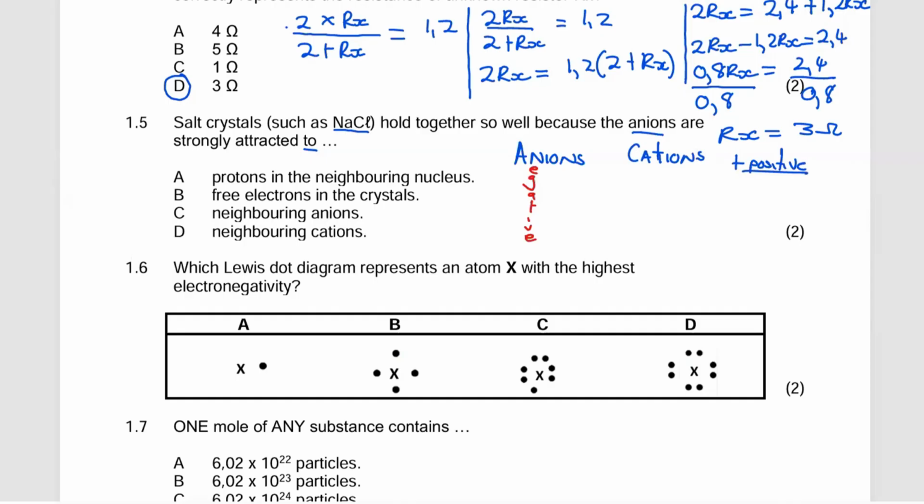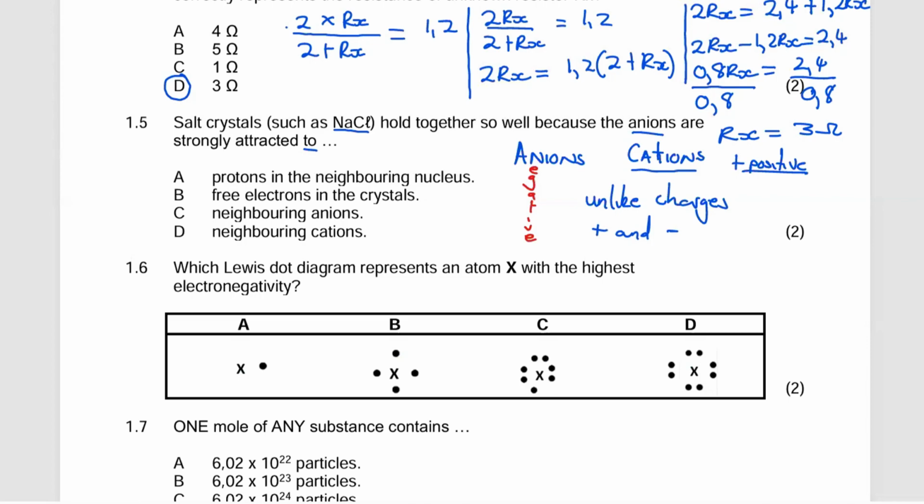So in this case, we know unlike charges attract. What does that mean? It means a positive and a negative actually attract, or opposite charges attract. So here, if they're saying the crystals such as sodium chloride hold together so well because the anions are strongly attracted to, yes, you got that one correct, cations, because these two are oppositely charged. Okay, so let's look at our answers there.